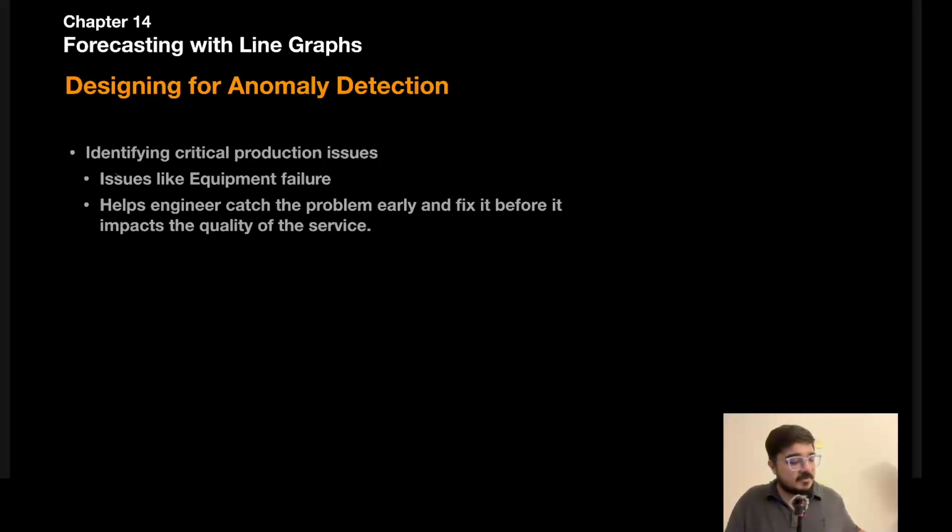what we can learn from this book. The author has explained so many good things about anomaly detection, and one of the use cases is identifying critical production issues. We have a lot of production going on, mostly in the manufacturing industry and other production related lines. Equipment failures could be there, and it helps engineers catch the problem early and fix it before it impacts the quality of the service.